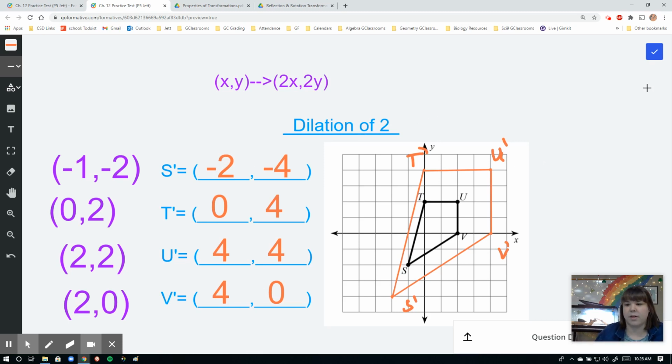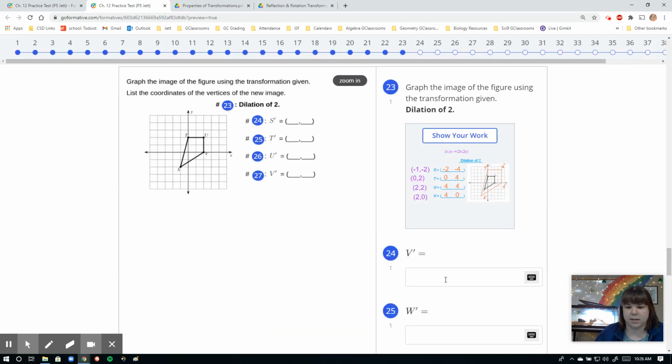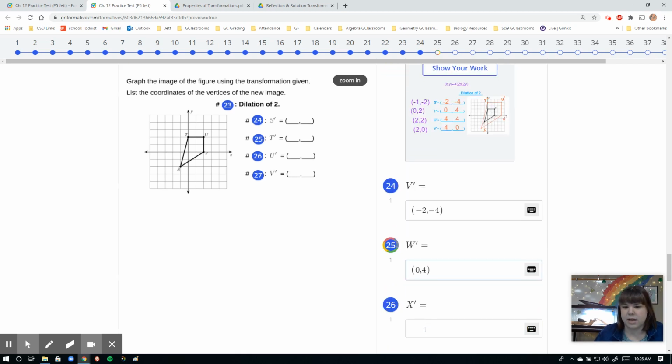Okay. So now that we have our points, let's go ahead and put the points into GoFormative. It looks like it's another typo that I need to change, so I will change that. So again, it's just going in order, S, T, U, and V. So S prime would be -2, -4. There we go. And then T prime would be 0, 4. Next one is going to be U prime, and that's 4, 4.